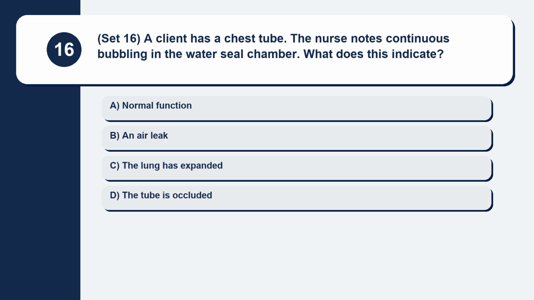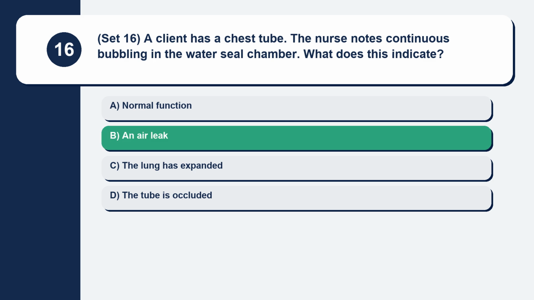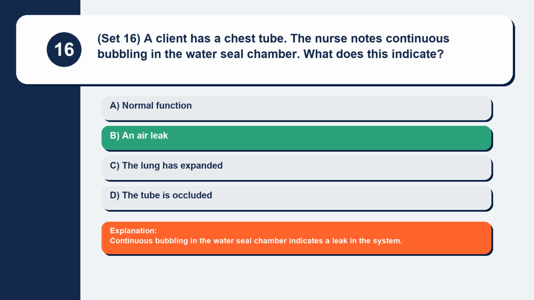Question 16. Set 16. A client has a chest tube. The nurse notes continuous bubbling in the water seal chamber. What does this indicate? Normal function, an air leak, the lung has expanded, the tube is occluded. Continuous bubbling in the water seal chamber indicates a leak in the system.